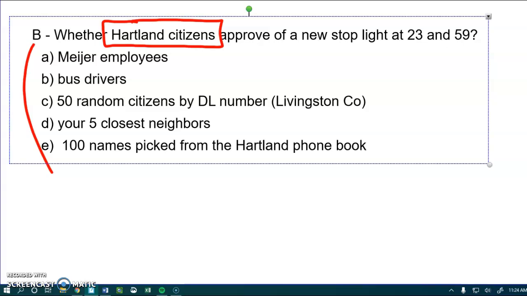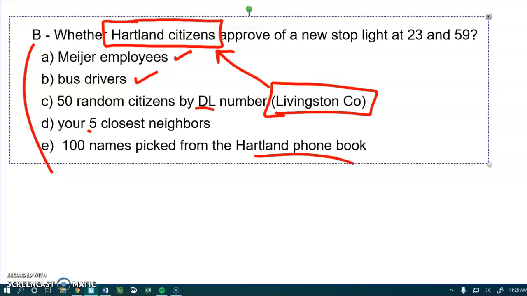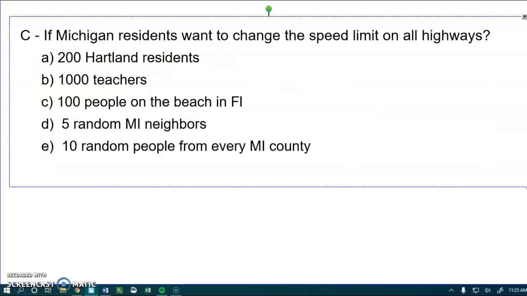Okay, just Meijer employees, probably not looking at all citizens equally likely to be selected here. Just bus drivers, that's only one select group, so it's not unbiased. If you're looking at driver's license numbers in all of Livingston County, well, that doesn't fit with the population we want to look at. We just want Heartland. Your 5 closest neighbors, probably not a big enough sample. 100 names picked from the Heartland phone book. If we had a Heartland phone book, that would be your best sample, right? Random, large enough, everybody equally likely to be picked.